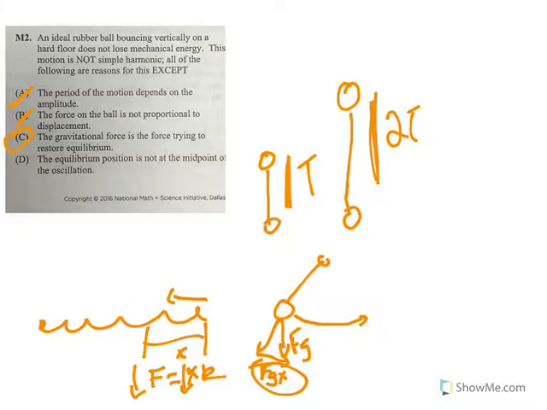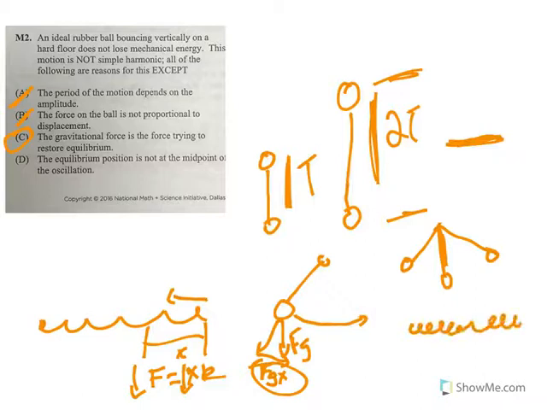And the equilibrium position is not at the midpoint of the oscillation. Equilibrium points for the ball would be at the top and the bottom, but for simple harmonic motion, equilibrium should be in the middle. If it's a pendulum, it's going from here to here, and equilibrium is right here. If it's a spring, it's going from here to here, and equilibrium is right here. So it should be in the middle. So the answer should be C.